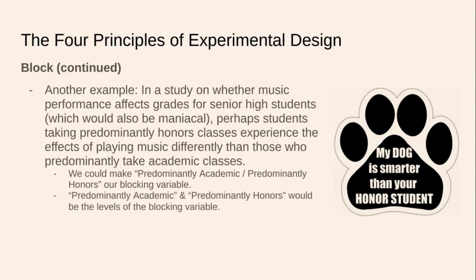Of course, that would assume 2 values, predominantly academic and predominantly honors. Those would be the levels of the blocking variable, right? So 2 obvious levels right there. You're either one or the other.